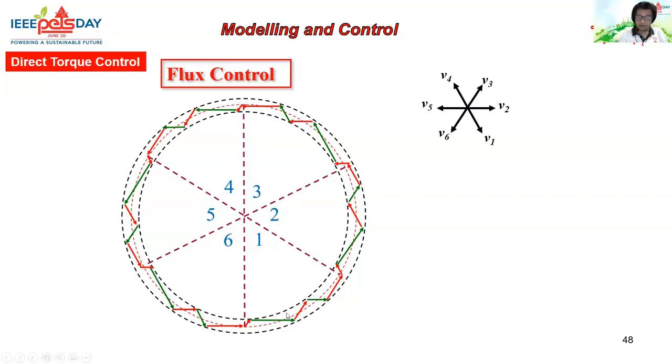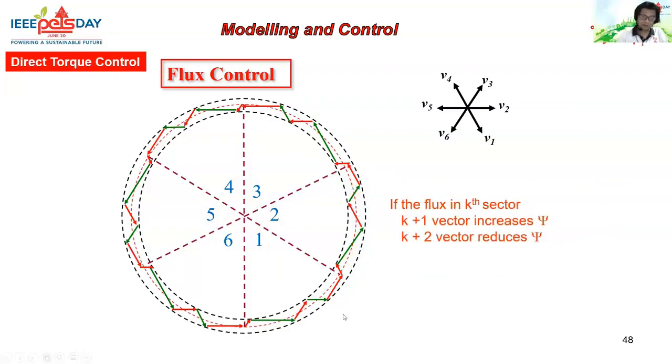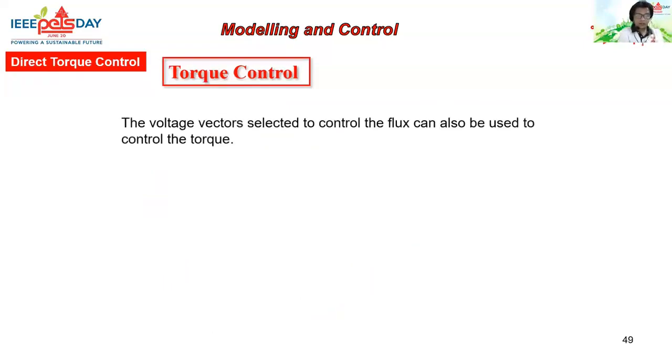Or in general, if you are in the kth sector, then you can have the K+1 vector to increase and the K+2 vector to reduce. For example, if I am in sector 3, then I will use voltage vector 4 to increase and voltage vector 5 to reduce the flux. The question now is, how are we going to use the same vectors to control the torque?